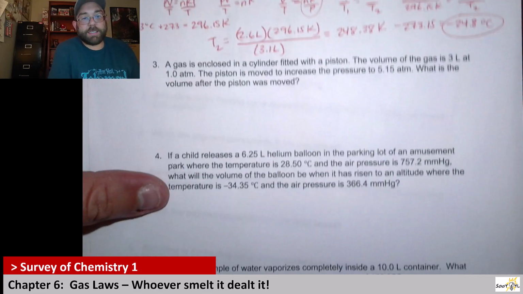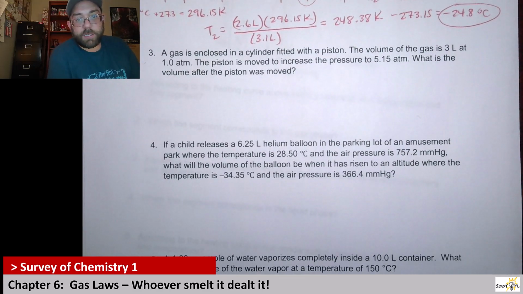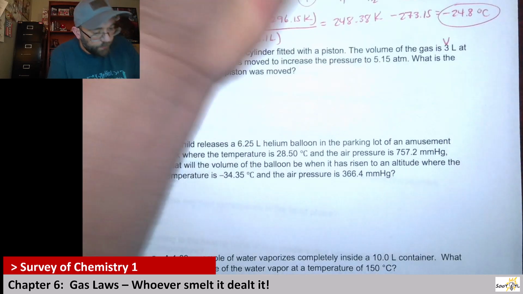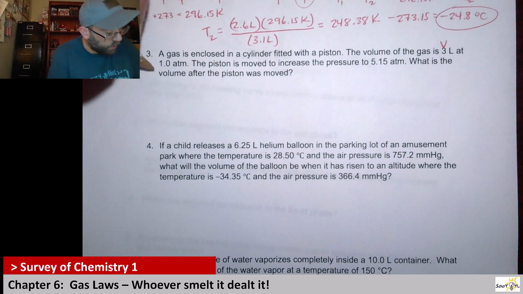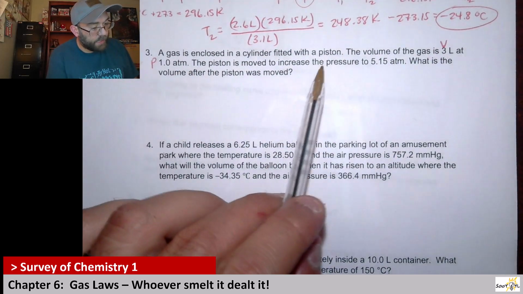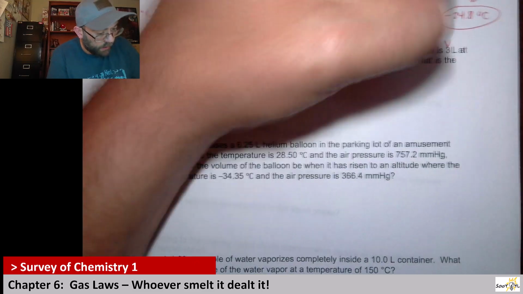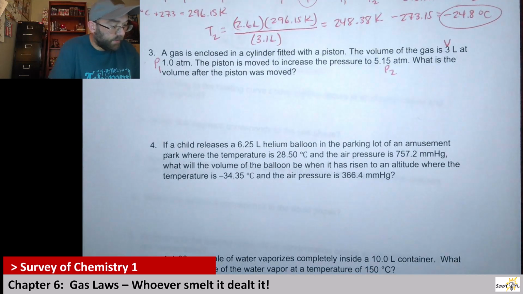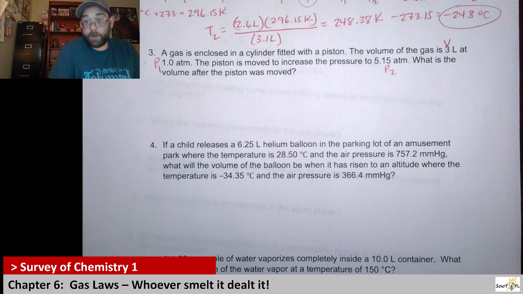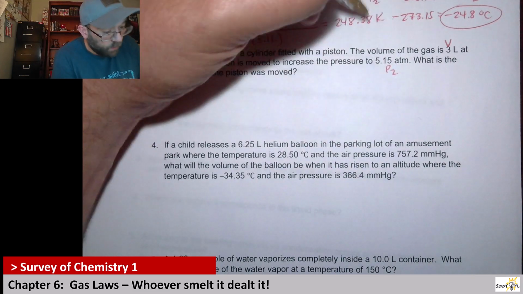Anyway, so next up it says you have a gas enclosed in a cylinder fitted with a piston. The volume of the gas is 3 liters, and you have a pressure of 1 atmosphere. The piston is moved to increase the pressure. Oh, so this is not just a pressure, that's a P1, and this is a P2. What is the volume after the piston is moved? All right, well, here we go then. So we get a V1.